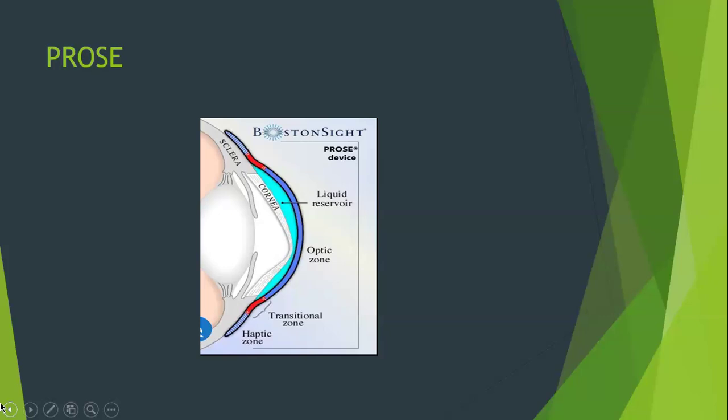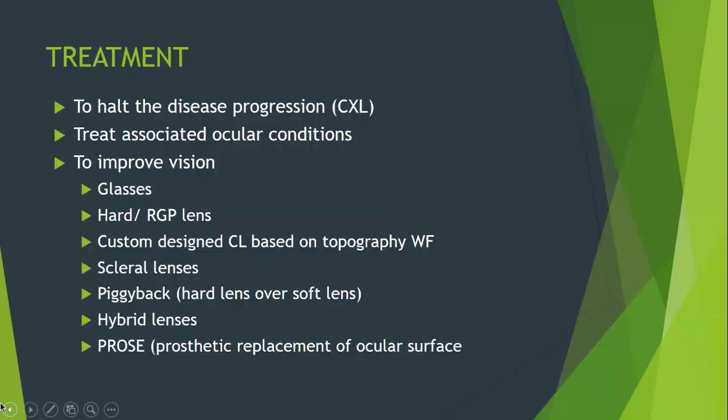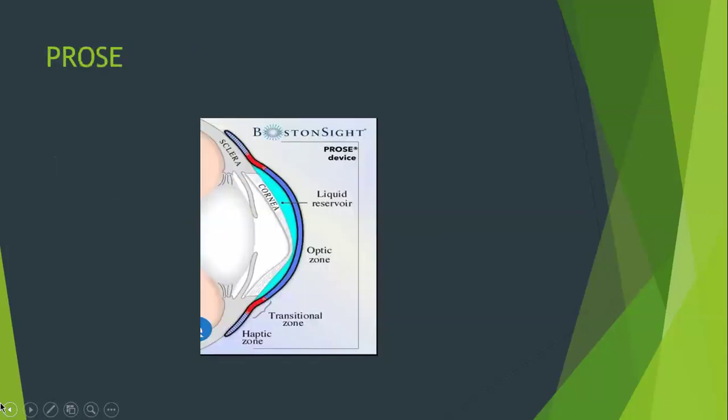Ma'am, can you say again regarding the PROS? PROS is prosthetic replacement of the ocular surface. This is one of the modalities to give optimal vision even in keratoconus, but it is not specifically used for keratoconus. It can be used for any condition which has ocular surface abnormalities. So PROS is basically a small prosthetic device.